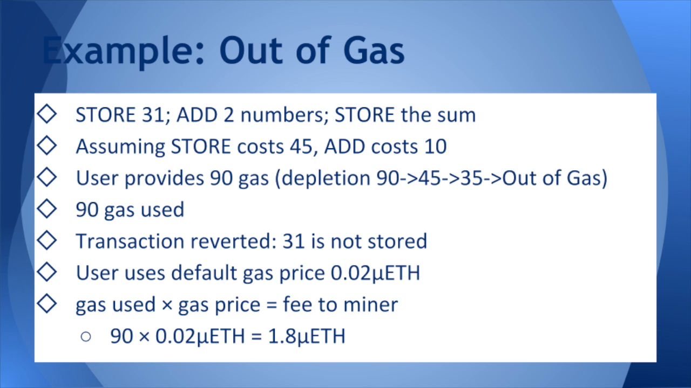The 31 will not be stored as the user was hoping for. And if the user uses the default gas price, 0.02 microether times the gas used of 90 means that the miner is going to get 1.8 microether. So hopefully this shows how out of gas occurred. Does anyone have any questions so far from this example?